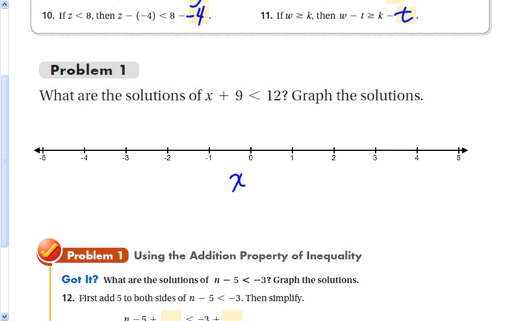What are the solutions of x plus 9 is less than 12? We're going to use the subtraction property of inequalities here. We're just going to subtract 9 from both sides. And we get a new inequality that's equivalent that says x is less than 3.